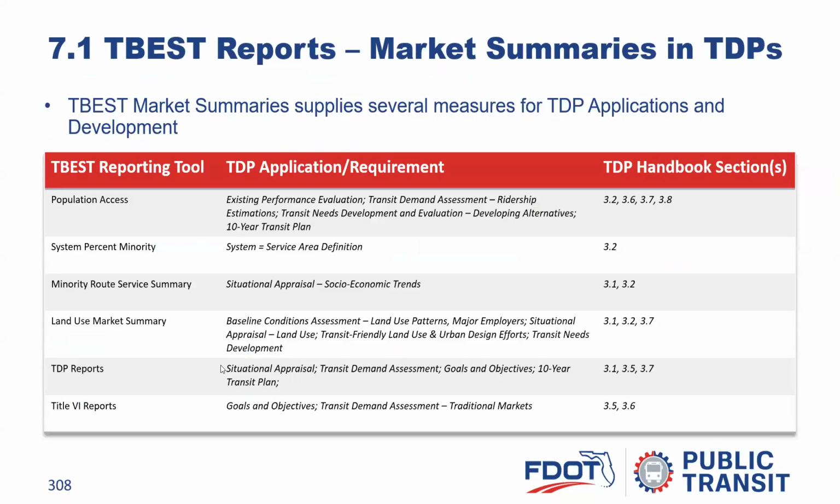All right, so just some different TDP applications for this tool and the different TDP handbook sections where you can find it. So I won't go through each one of these, but population access, system minority, percent minority, minority route service summary, land use market summary, TDP reports, and Title VI reports. All of those are supported. TBEST supports those sections of the TDP handbook that are listed here through this tool.